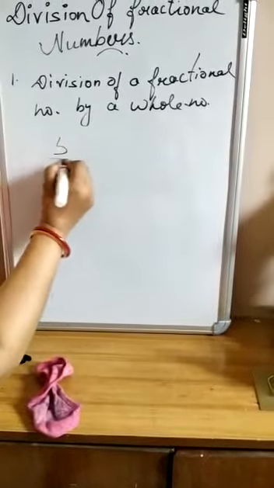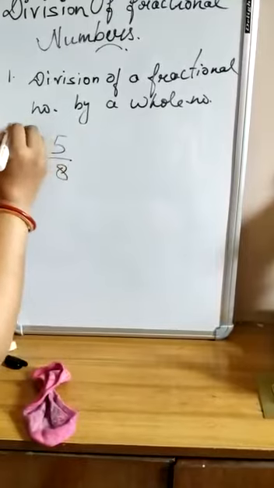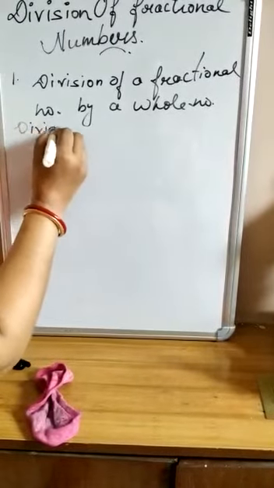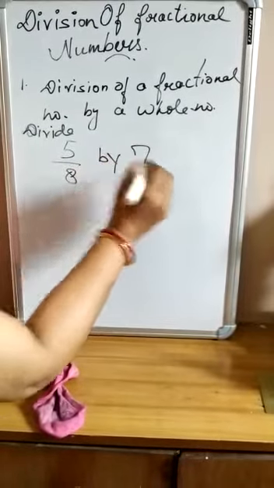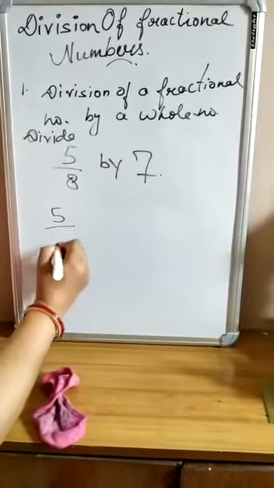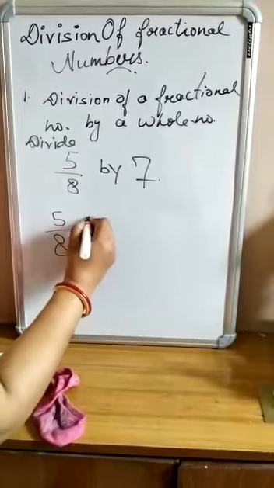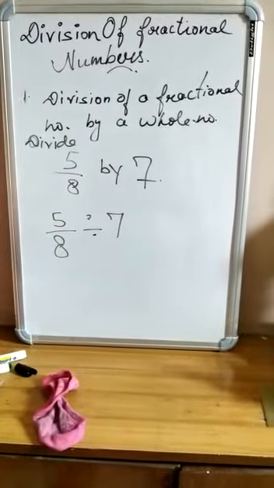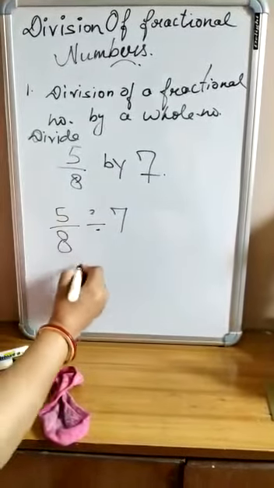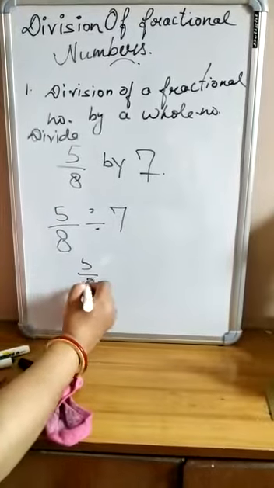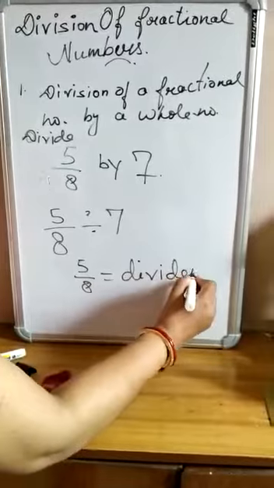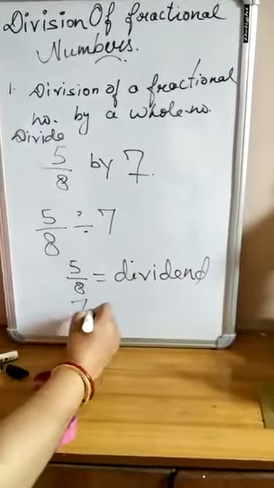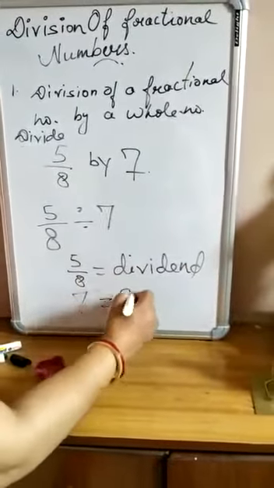Divide 5 by 8 by 7. So what is the operation? The mathematical algebraic operation is given by the division sign. Now here 5 by 8 is the dividend, children. And what is the divisor? 5 by 8 is the dividend and 7 is the divisor.